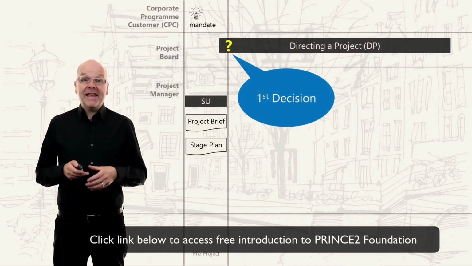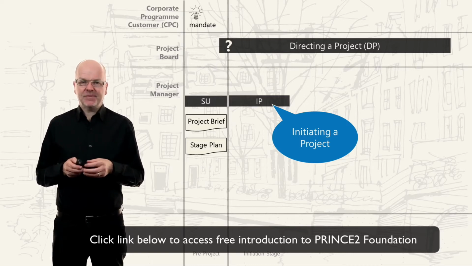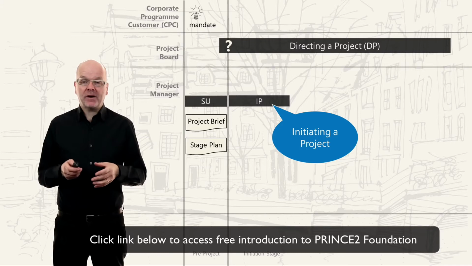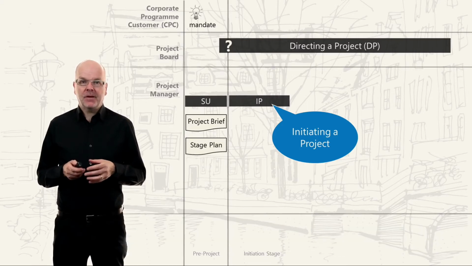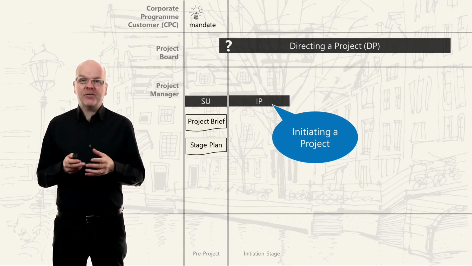The second process is the initiation process, also known as the initiation stage. I'll also call this the planning stage, as 80% of the work here is planning. So where are we? Well, the SU process has just ended. The project manager has just asked the project board to make their first decision.